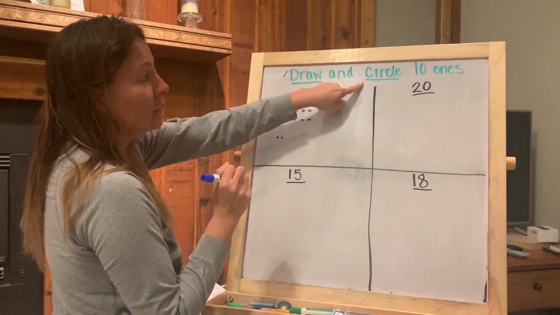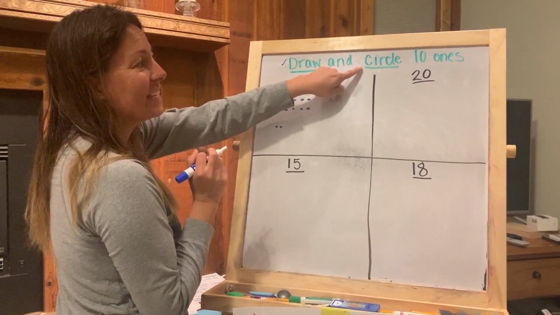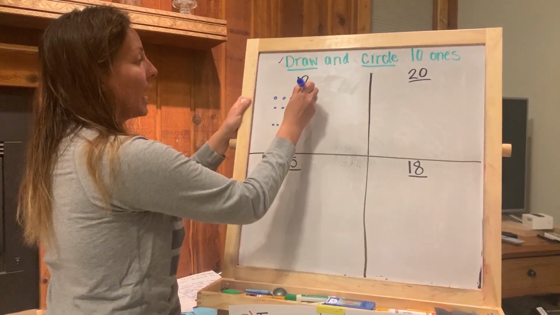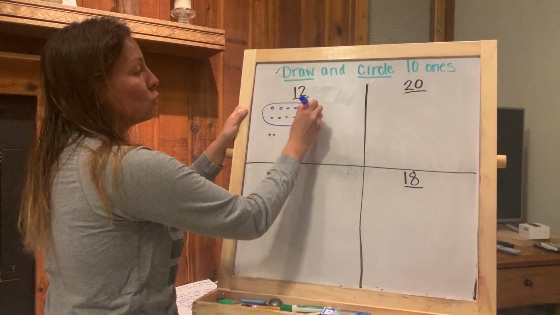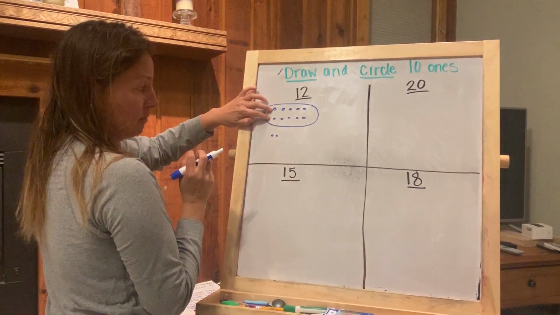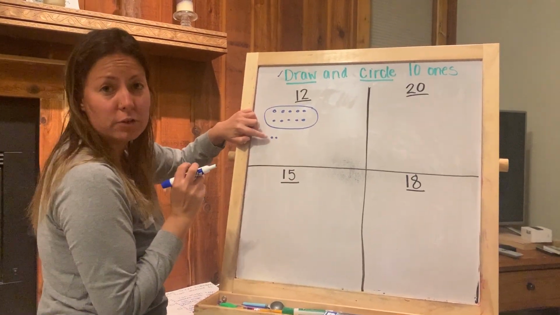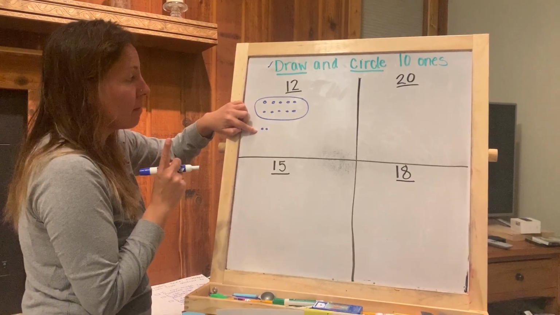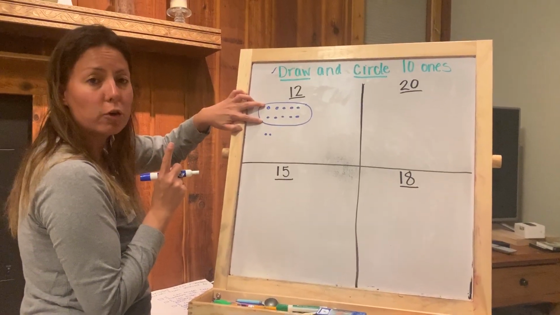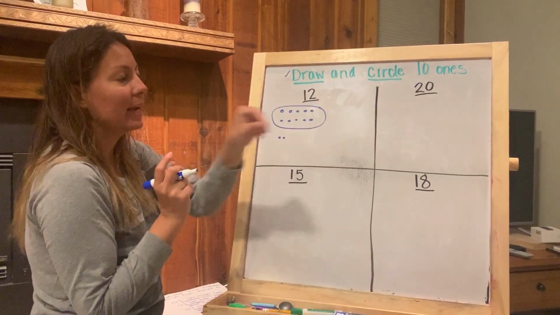Woohoo! I still need to go back though, and I need to circle my 10 ones, which means I need to come up here. I am just circling the 10s. I am not circling the leftover, the extras that we have. So keep that in mind, okay? I'm just circling my group of 10. All right, let's go to our second number.